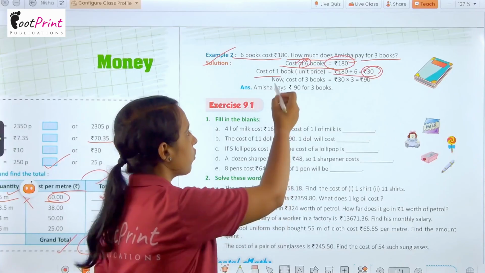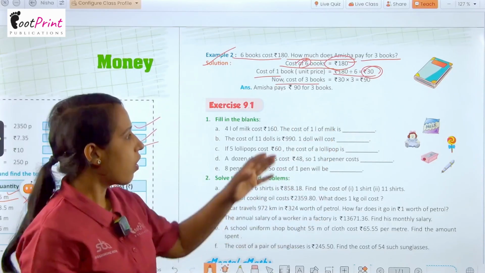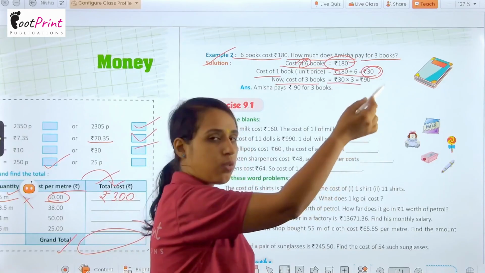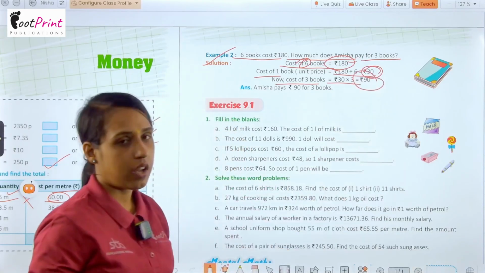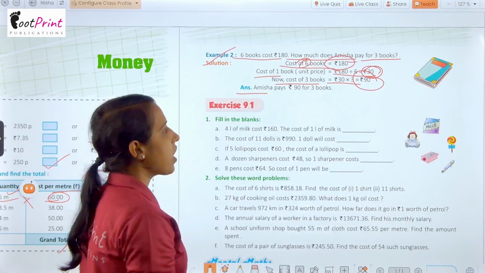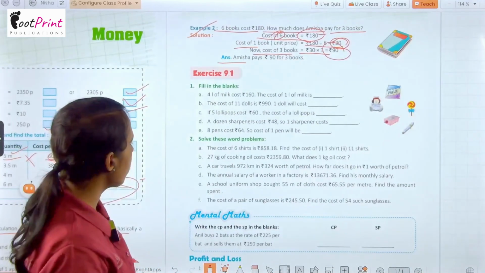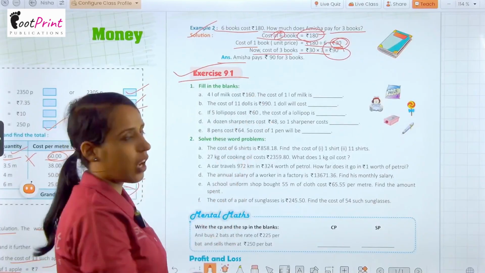Now we have to find the cost of 3 books. As we know, the cost of one book is 30, so 3 books will be 30 into 3, 90 rupees. So here we have the answer: Amisha pays 90 rupees for 3 books. On the basis of that, we have here exercise 9.1.